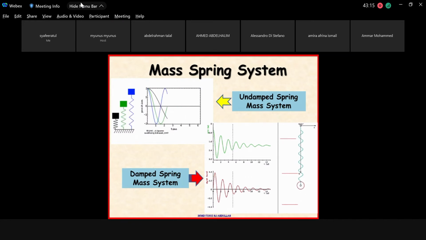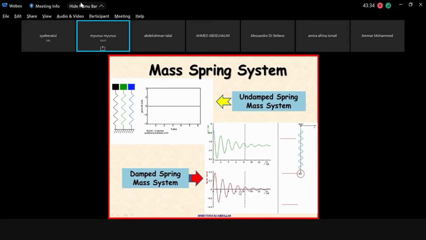Look at the first one, top left. As I mentioned just now, you have three masses with three different colors of spring. Then it will keep oscillating with the same amplitude. And at the right down, you have the damped spring-mass system. Look at here, green and red. This is the spring.